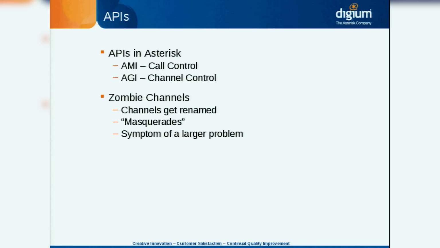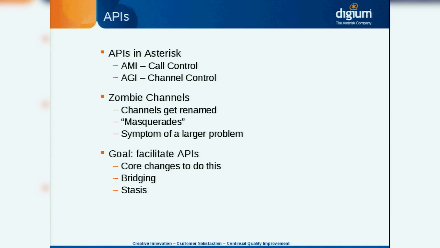But really, all of these things about renaming the channels and masquerades and all this stuff is really just a symptom of a larger problem. And that problem is Asterisk is exposing too much of its internal implementation to the user. Why does anybody really care if we do a masquerade? Why should you even know about it? You don't want to have to know about it. You just want to know what the channel's doing, but you don't care what goes on inside.